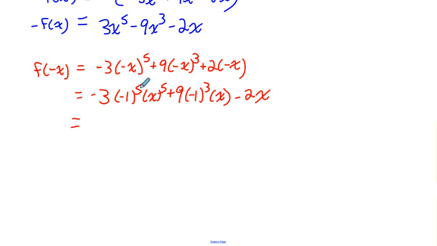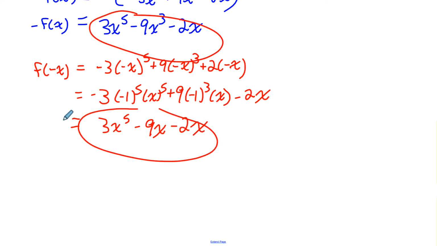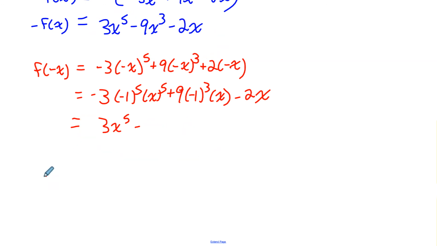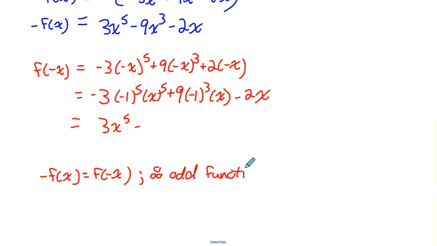When I do a negative base to an odd exponent, the result's going to be negative. So negative 1 to the 5 is actually negative 1. And negative 1 times negative 3 is 3. So the first term is 3x to the 5. And then 9 times negative 1 cubed is negative 9. So negative 9x cubed minus 2x. Notice this expression is equivalent to this expression. So we just showed that negative f at x is equal to f at negative x. Therefore, this is an odd function, which means it has point symmetry at the origin.